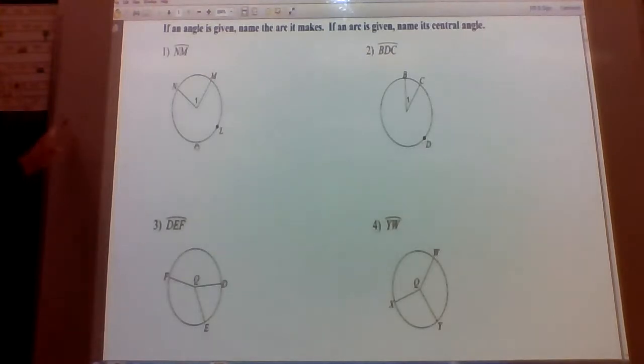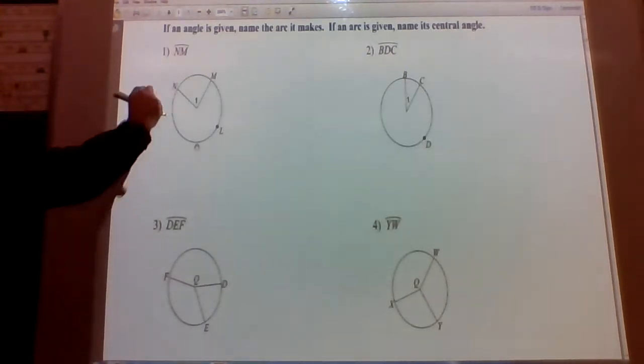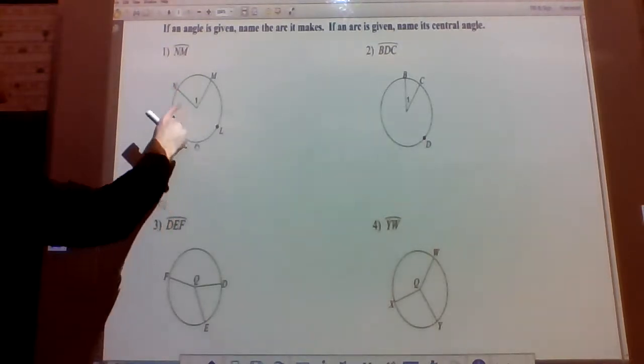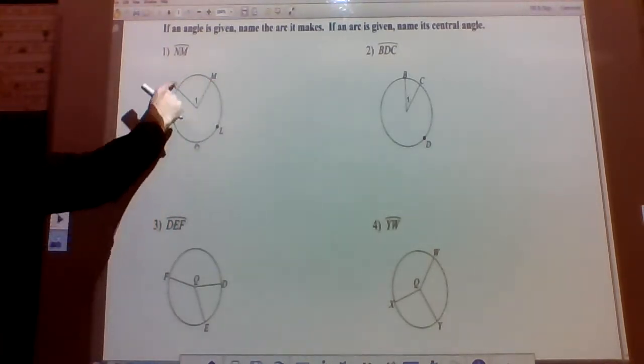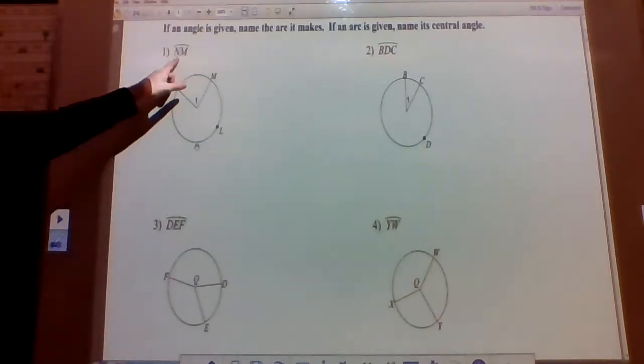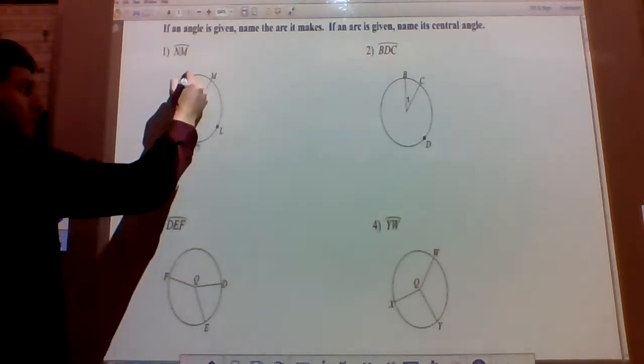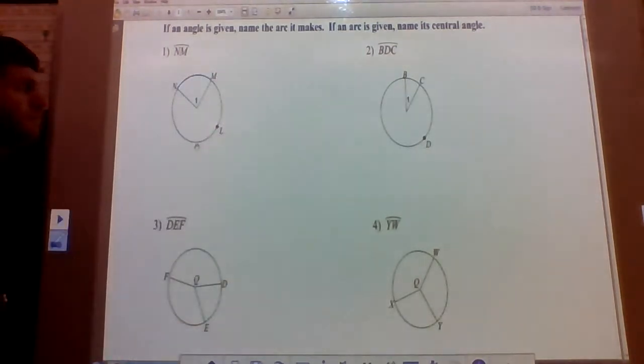Number one, we have arc NM, so that's a minor arc because we only have the 2 points. There's 2 ways to connect points N and M. We can go the long way around through L, or we can go the short way. If they name it with just 2, that means we're going the short way. It's a minor arc. So here's our arc right here, NM.